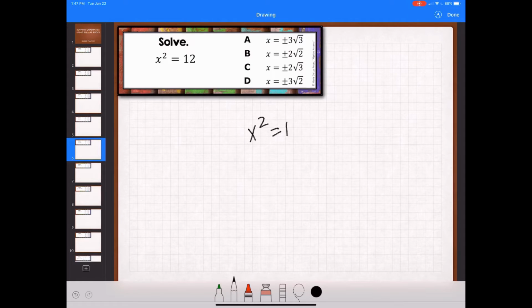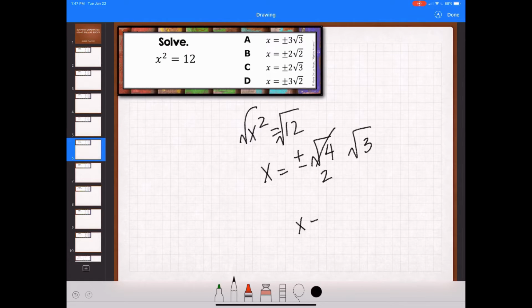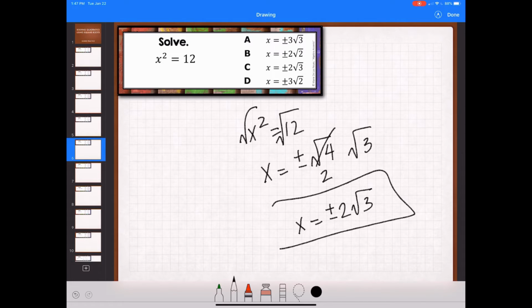x squared equals 12. And remember, at any time you can pause it and try it yourself and then unpause it to see how I'm doing it. Take the square root of both sides. x equals positive and negative. The square root of 12 can factor into 4 times 3. So radical 4 is the same thing as 2. So x equals positive and negative 2 radical 3 is your answer.